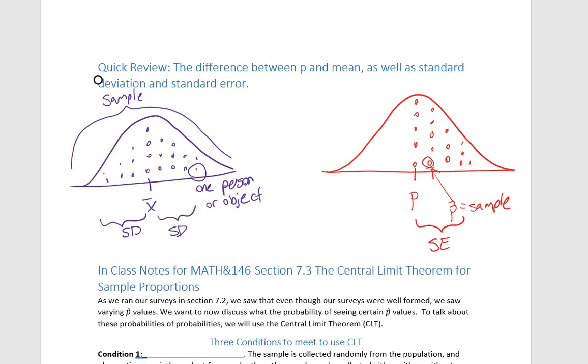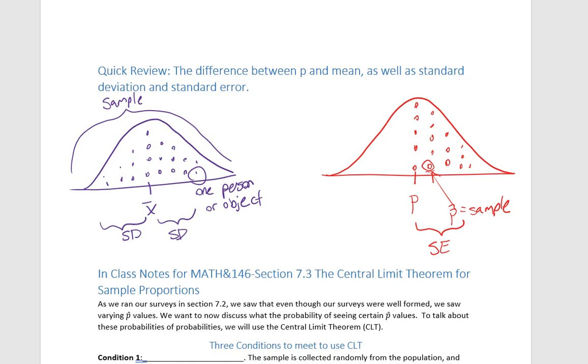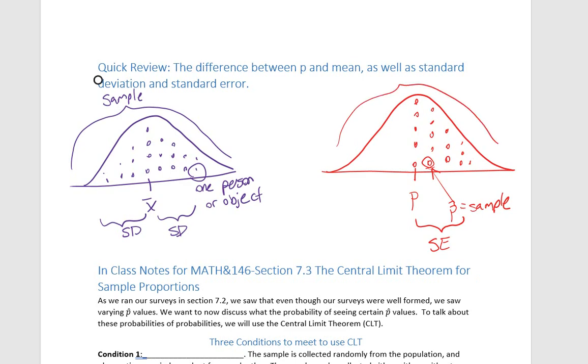So on this side, we're looking at a single person as a dot. Over here, each dot represents a sample of people, and we're comparing it to a larger picture of a population. So this whole thing is not the sample, it's the population.